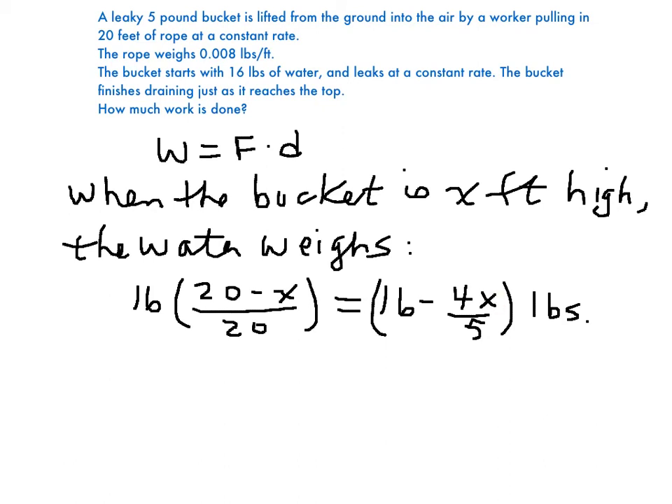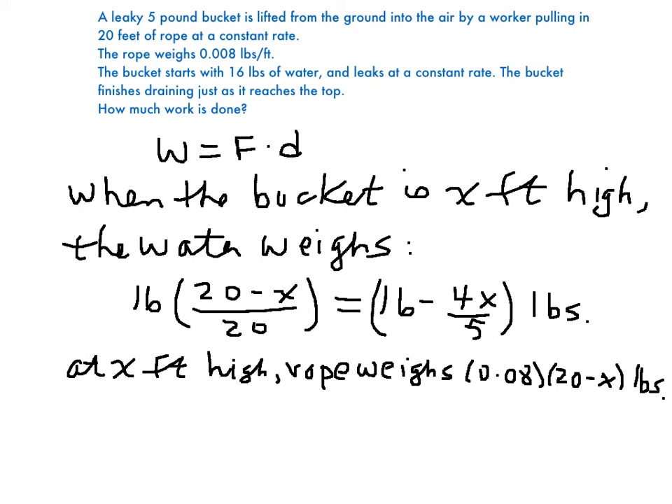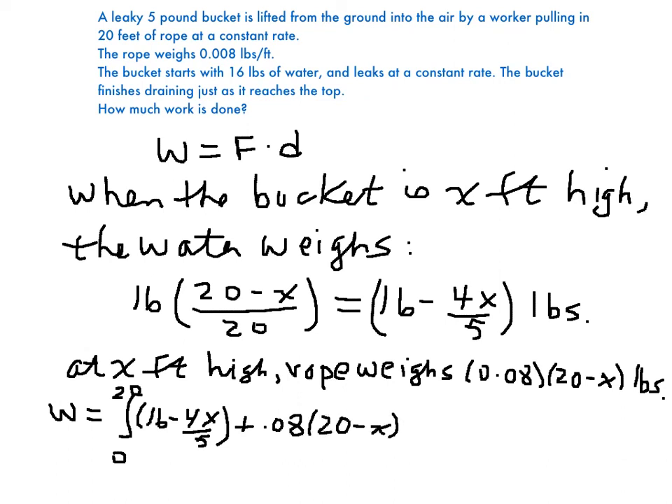And also, when this bucket is x feet high, the rope is going to weigh this much, because there'll be that many feet of rope left. And remember, the bucket is always going to weigh 5 pounds. So therefore, the total work is going to be the integral from 0 to 20 of the force, which is basically the weight. So it's 16 minus 4x over 5, plus the weight of the rope, plus the weight of the bucket.